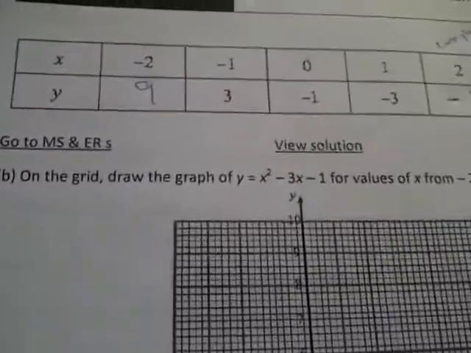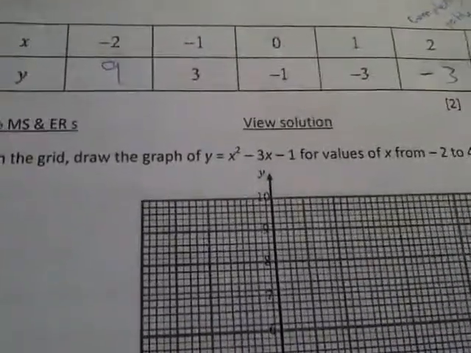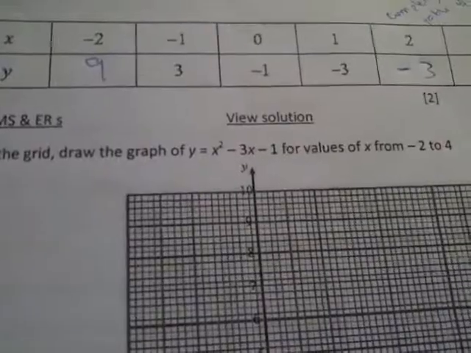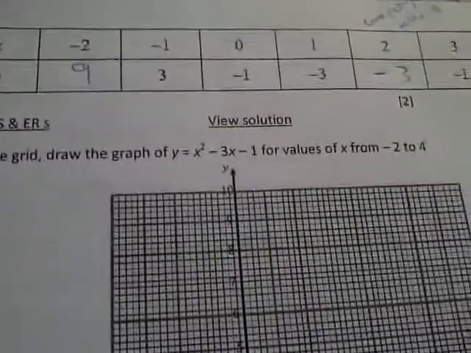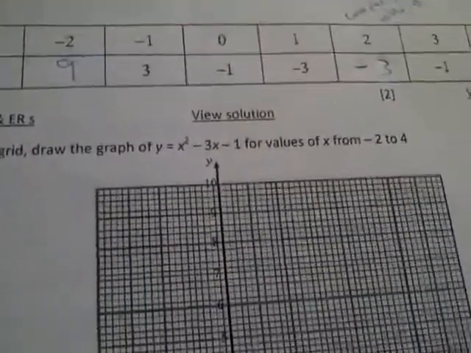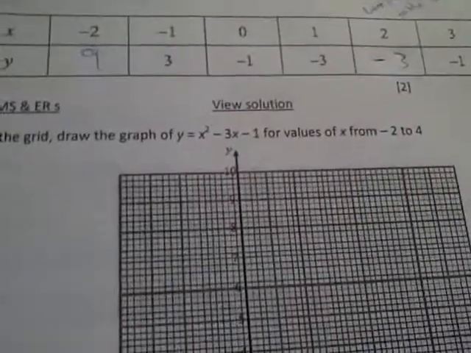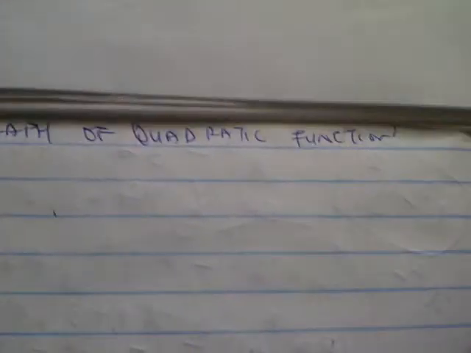Now this question says, on the grid, draw the graph of y equal to x squared minus 3x minus 1 for the values of x from -2 to 4. Now this will take us to a topic that I titled graph of quadratic function.